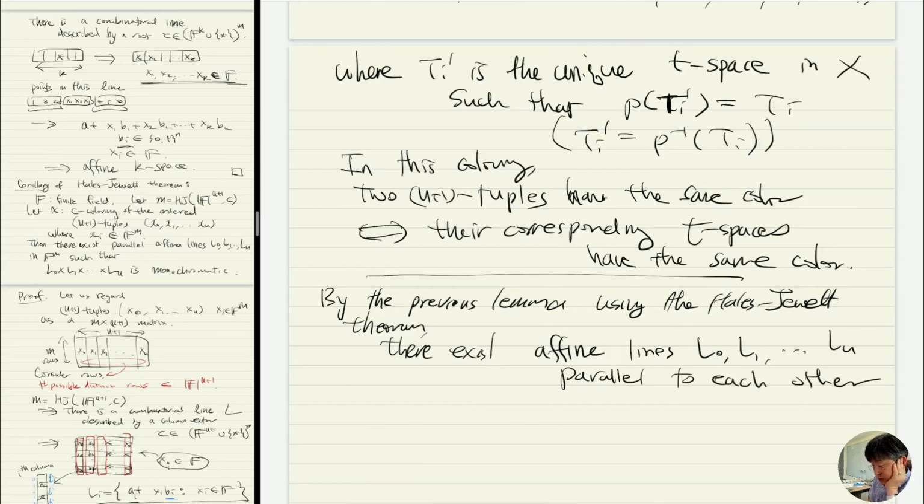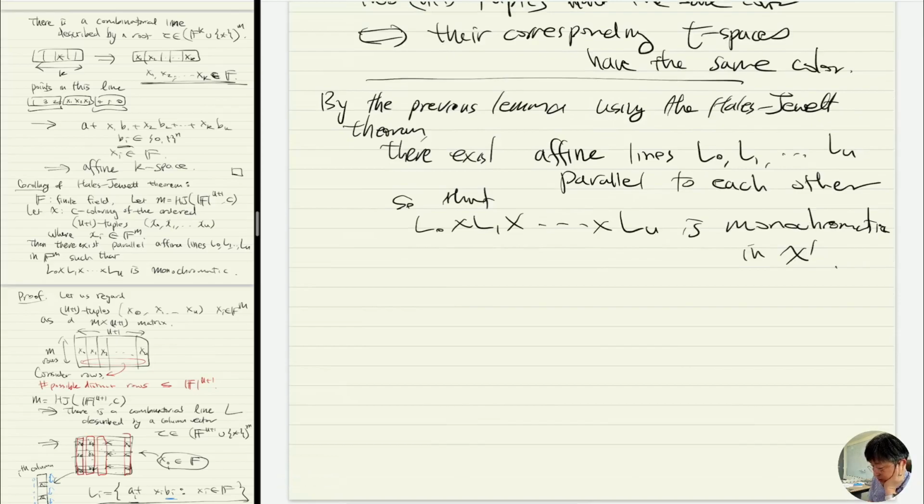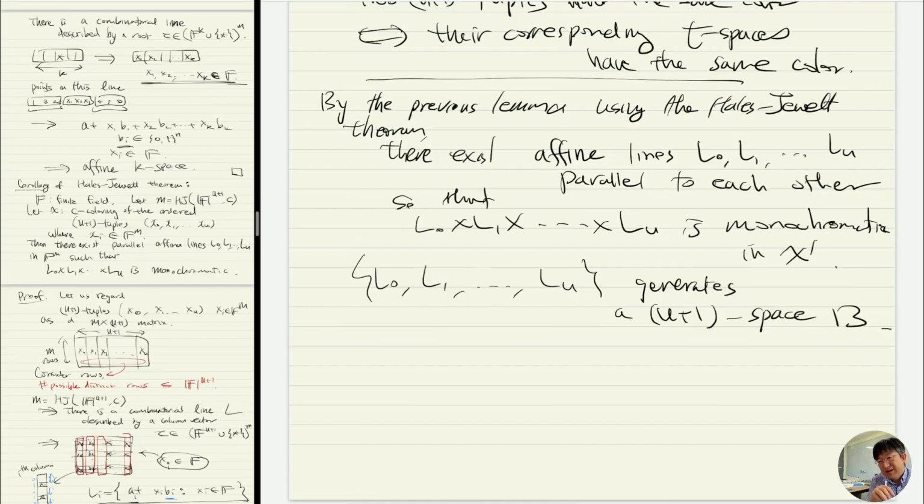so that this is monochromatic in chi prime, and when I take all these lines and combine them, this generates a U plus 1 space B. Because these are parallel lines and there are U plus 1 of them, when you combine them, you can generate a U plus 1 space.